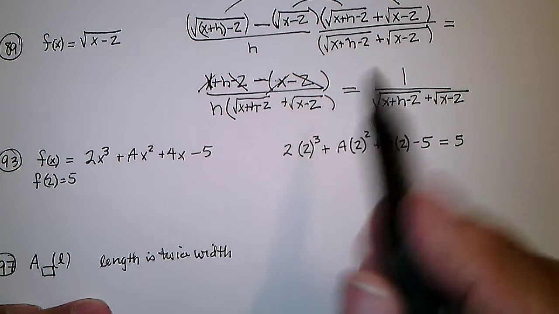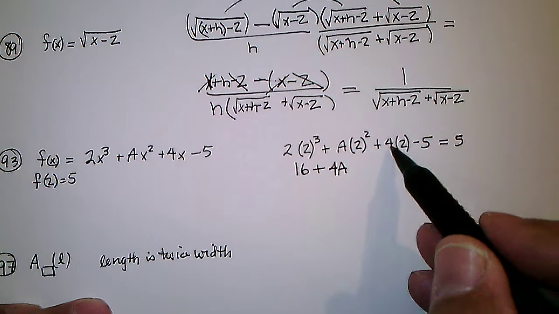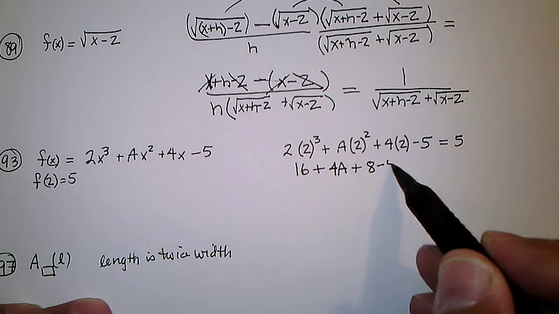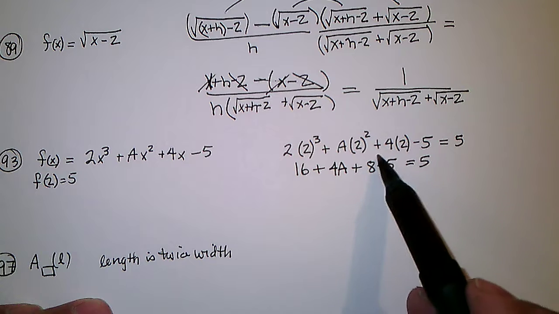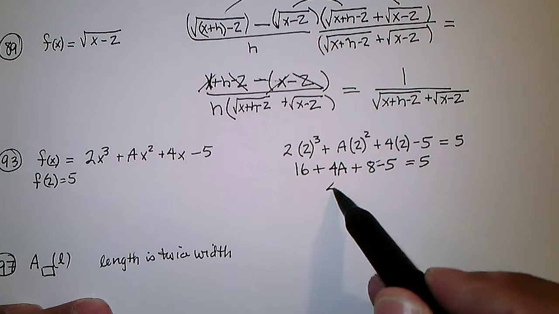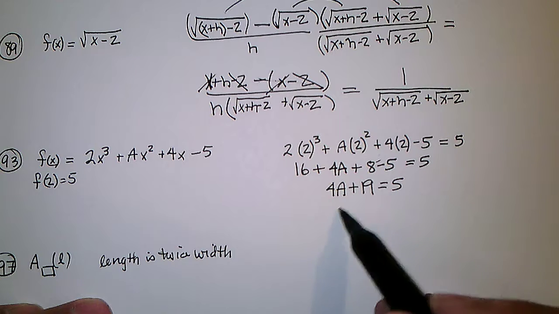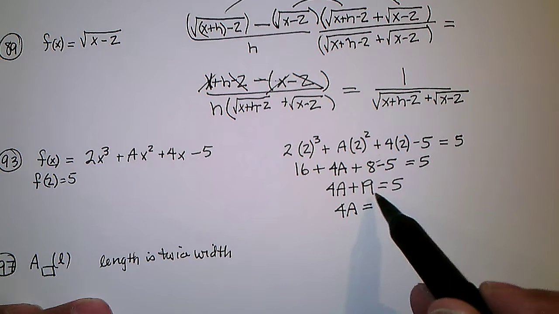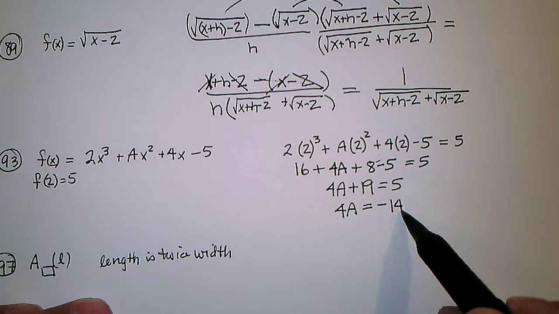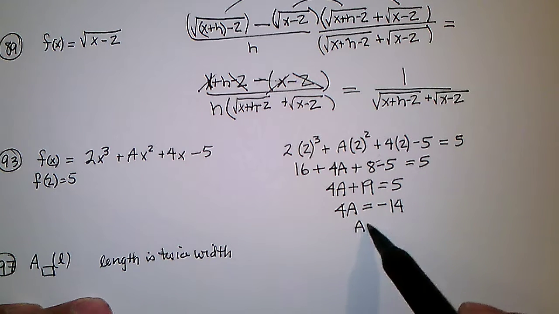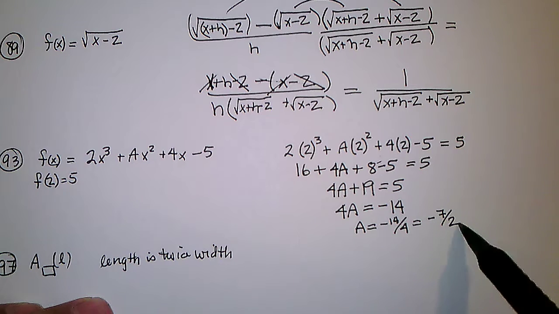2 to the third is 8, times 2 is 16, plus 2 squared is 4a. 4 times 2 is 8, minus 5 is supposed to equal 5. 8 minus 5 is 3. 16 plus 3 is 19, so we have 4a plus 19 equals 5. If I subtract 19 from both sides, I get 4a equals negative 14. Yes. Divide by 4 and I get a equal to negative 14 fourths, or negative 7 halves.